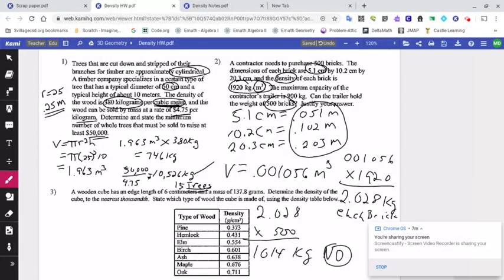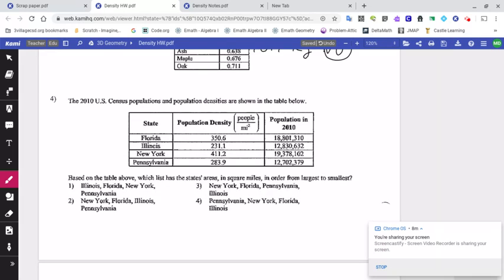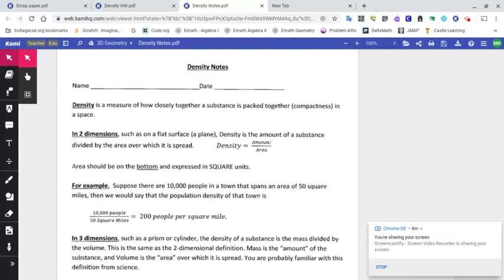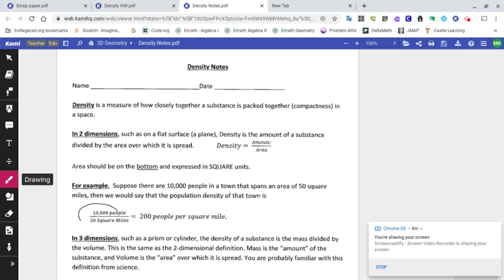All right, so that's numbers 1 and 2. What else do we have? Number 4 was the next question people asked about, so let's take a look at number 4. This deals with population density, which I mentioned in the notes. If I go back to the notes over here, population density is number of people per square mile. People per square mile.